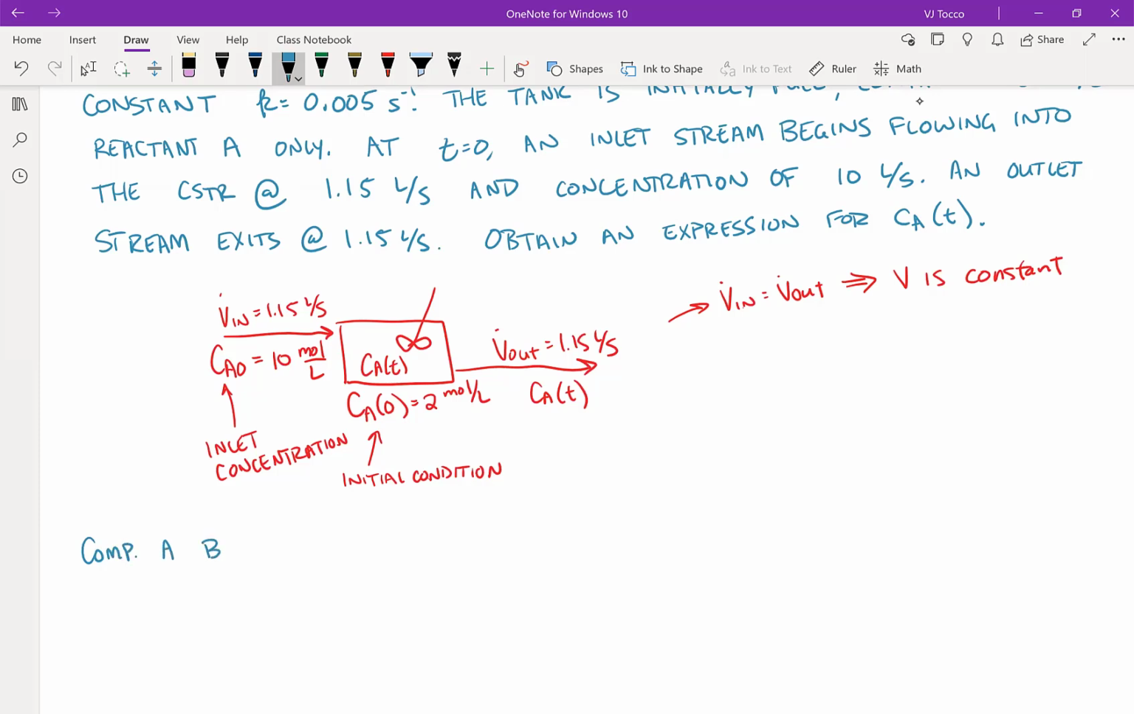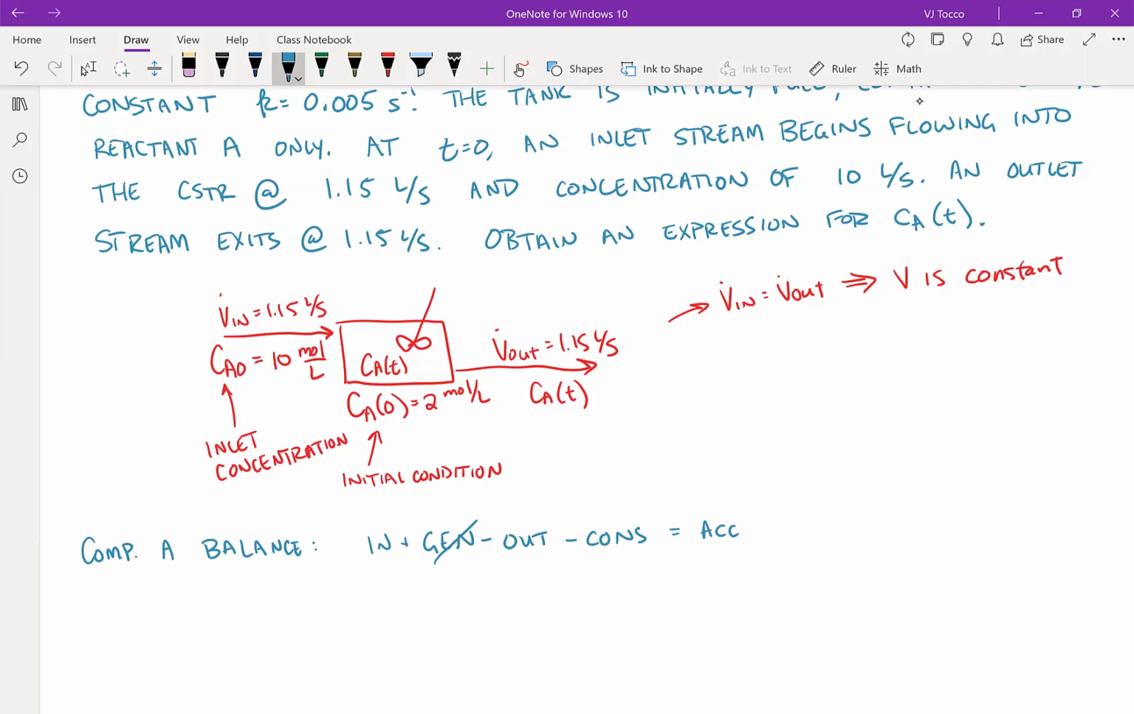Component A balance, and that is of the form: the general balance equation is in plus generation minus out minus consumption is equal to accumulation. And the only term that is going to cancel is generation for component A. I'm not generating any component A because I have an irreversible reaction.